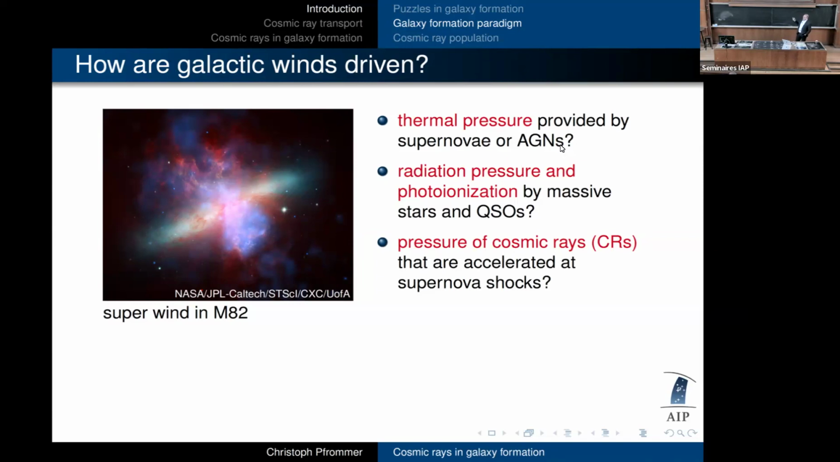The second idea, and this was the number one topic 15 years ago when I did my postdoc, is radiation pressure and photoionization. People said, oh, look, in these AGNs, that's what drives these outflows. Let's assume the same happens in galaxies, problem solved. And the answer is, it works quite well if you're super dense, if you're a very extreme starburst, but very few galaxies are in this extreme starbursting phase. And you need to have something that drives out the winds also from galaxies that are not as starbursting.